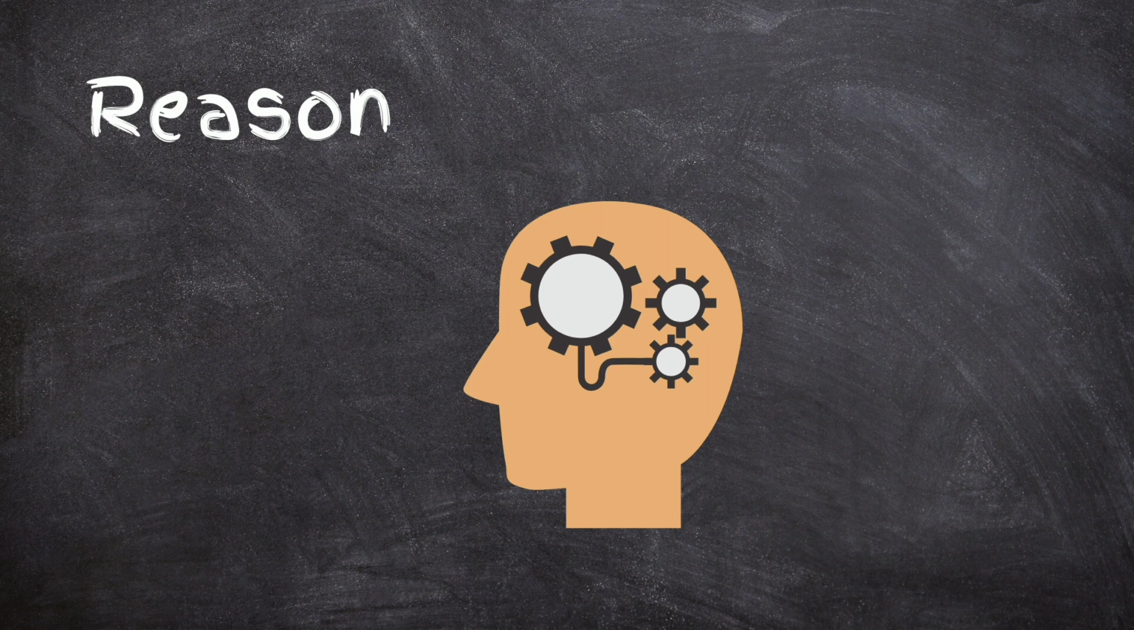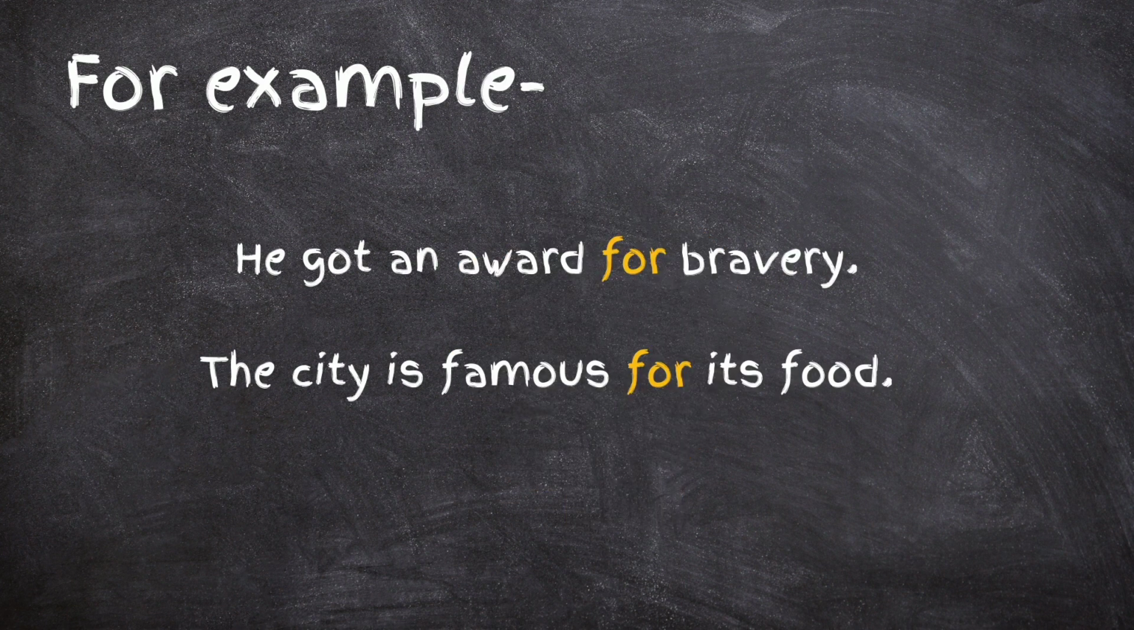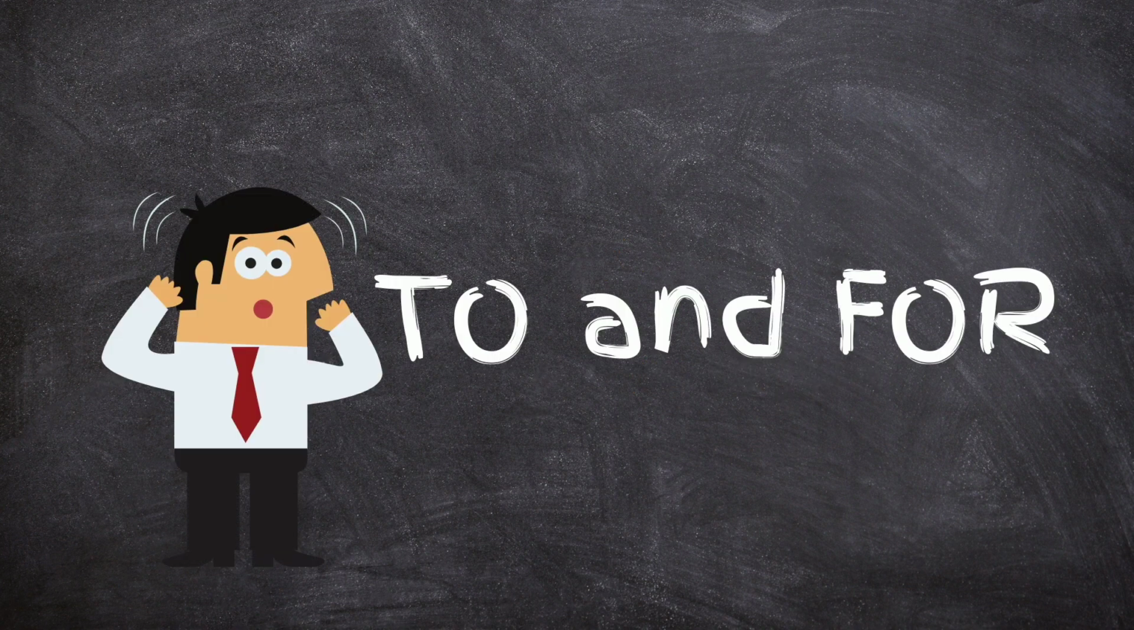Reason. We use "for" to give reasons as well. For example, he got an award for bravery. The city is famous for its food. There are other uses of "to" and "for" as well, and it gets really difficult to remember them all. Therefore, I have one golden trick for you.